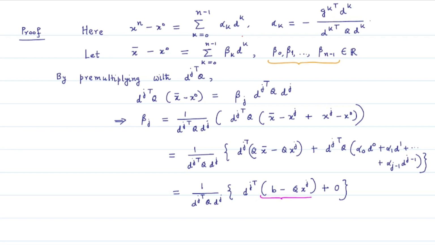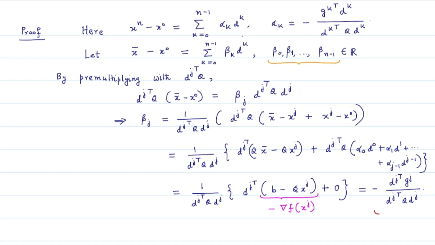Now we look at this expression, and we notice that this expression is the negative gradient of the function f at xj, because the function f is given by half of x transpose q x minus b transpose x plus c. f is a quadratic function, and therefore the negative gradient of f at xj is this expression, and therefore ultimately the expression of beta j is given by dj transpose the gradient at xj divided by dj transpose q dj, and this expression of beta j is valid for every j equal to 0 till n minus 1.